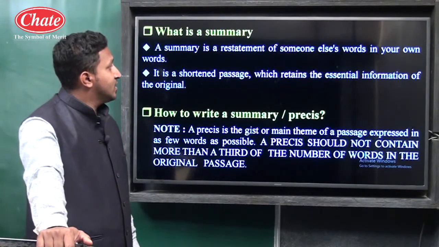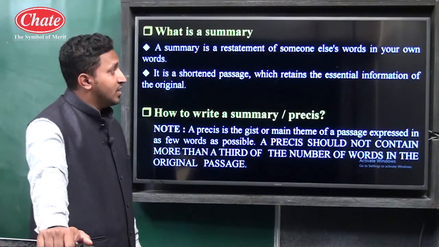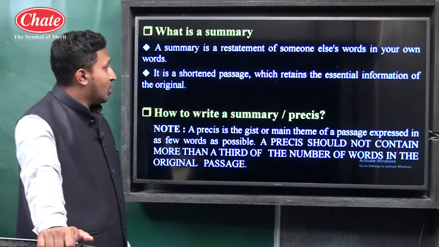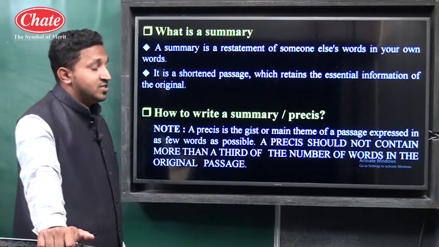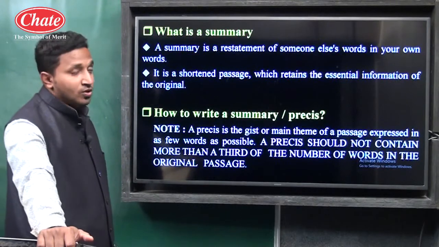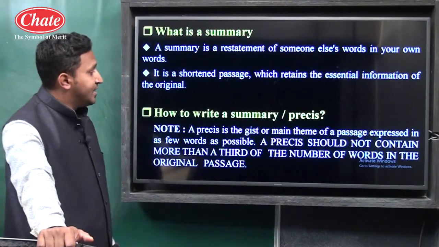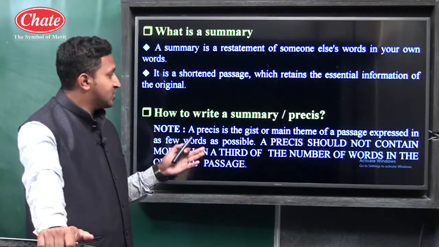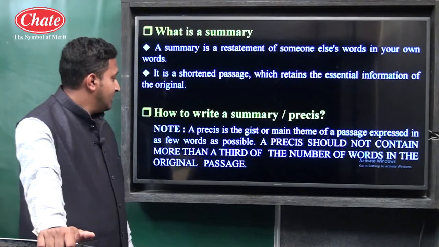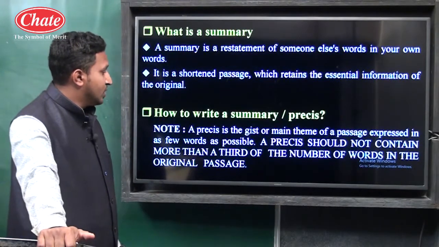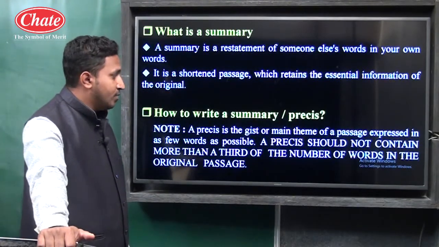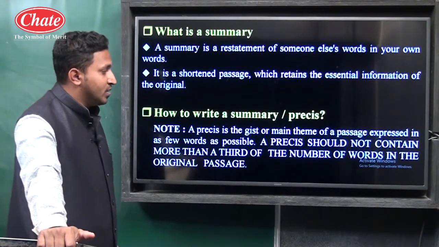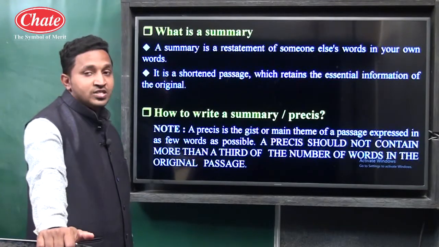A summary is a restatement of someone else's words in your own words, or it can also be said to be a shortened passage which retains the essential information of the original. How to write a summary, or we can say a precis? A precis is the gist or main theme of the passage expressed in as few words as possible. A precis should not contain more than a third of the number of words in the original passage.